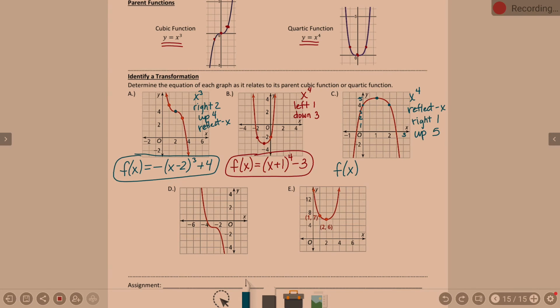Okay. F of x equals, what do we got? Negative. There's a negative out front because it's a reflection. Right one is x minus 1 to the 4th because there's a parent function, quartic. Up 5, plus 5. Okay. D. Moving right along unless you guys have questions. What you got for me on D?